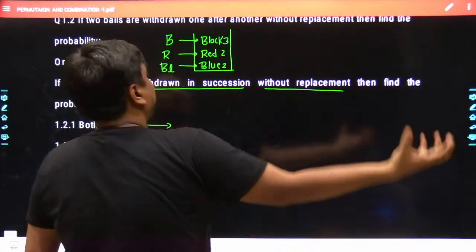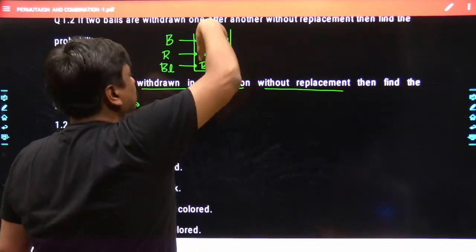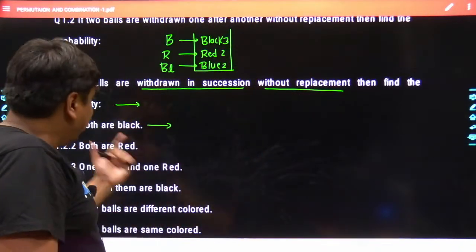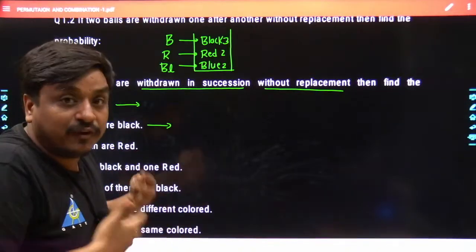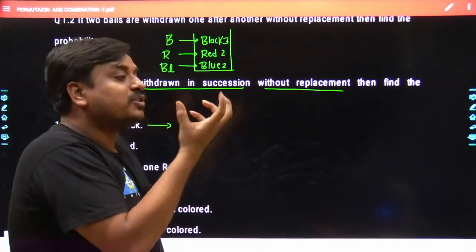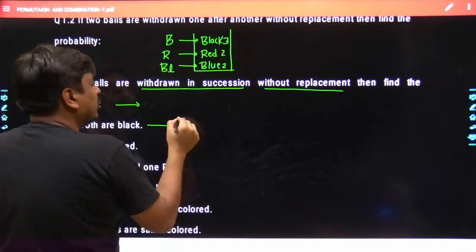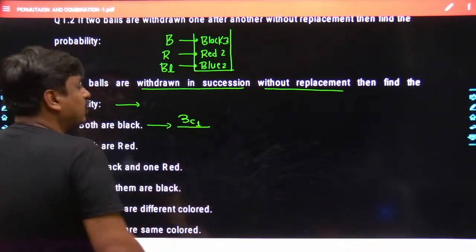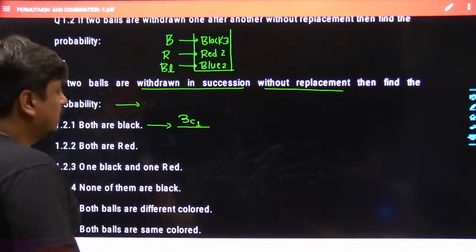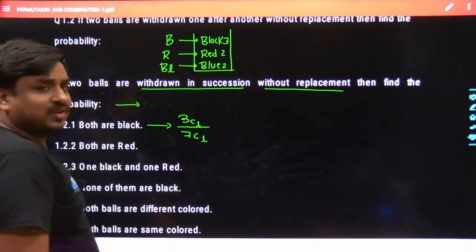You put your hand inside this well shuffled urn or box and withdraw one ball. As we wanted both to be black balls, obviously we are in search of the probability that the first ball taken out is black. May I know what would be its probability? How many black balls did you have? 3 black balls. Among them, you are going to withdraw one black ball out of the 7 balls. Obviously, it's going to be 7C1.